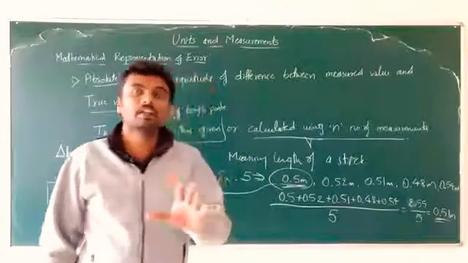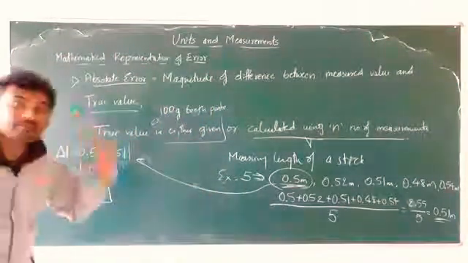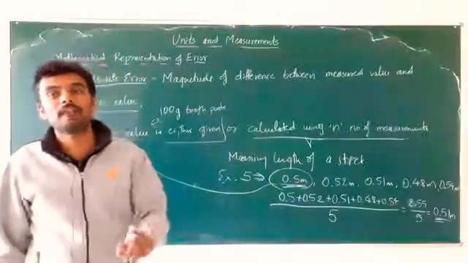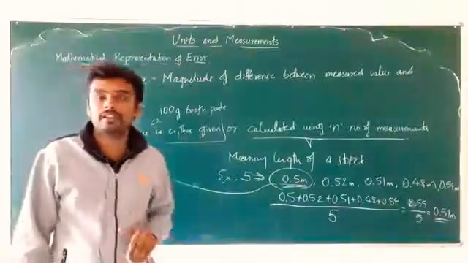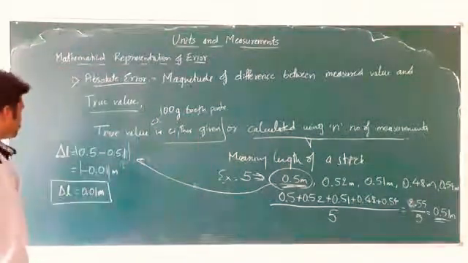All those errors which I am telling are the absolute errors of each reading. So each reading will have its own absolute error. Delta L is the absolute error of the first reading.